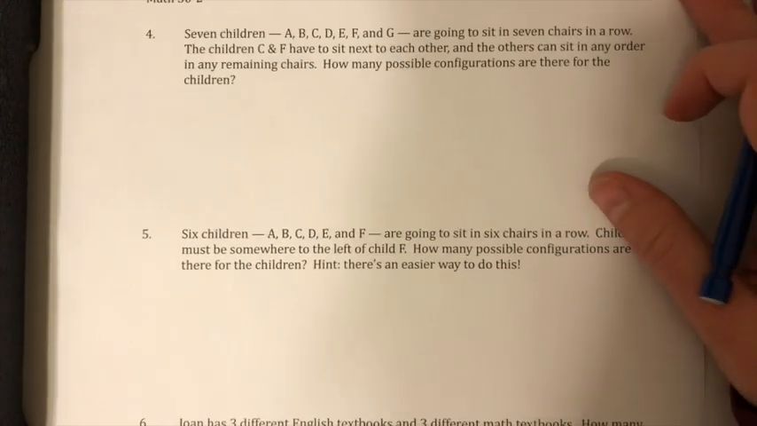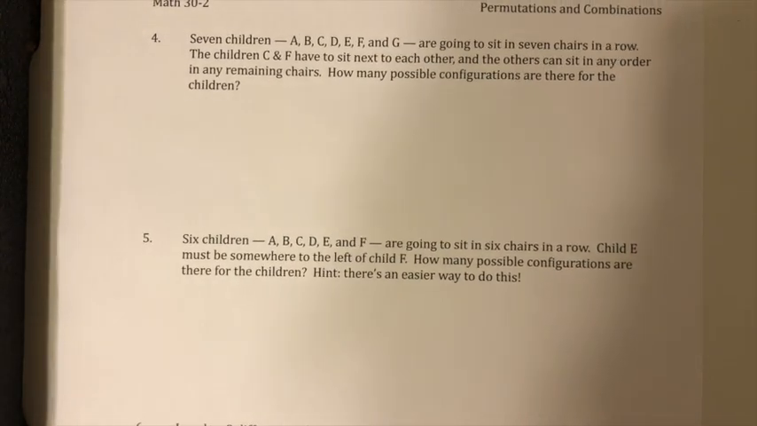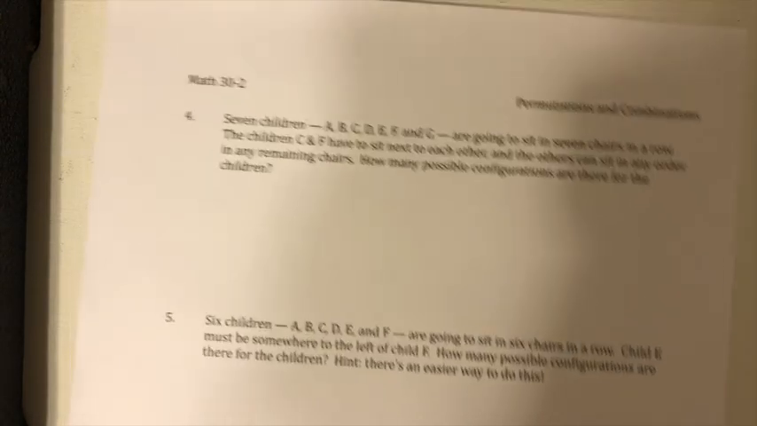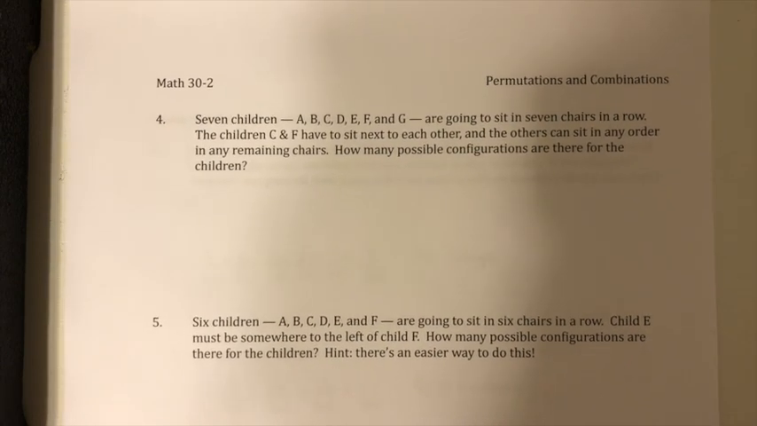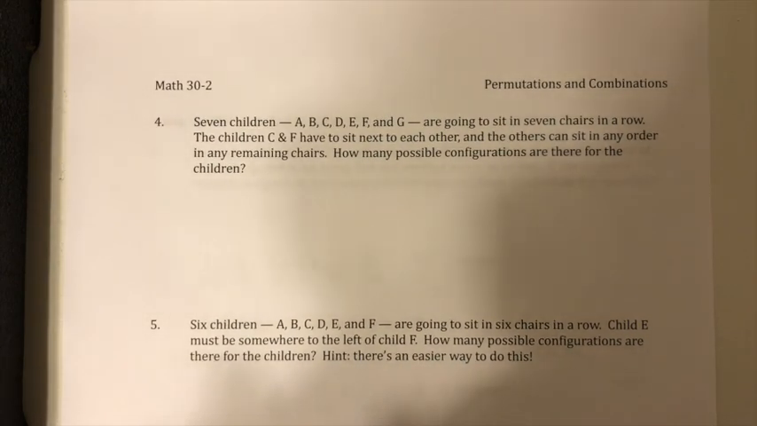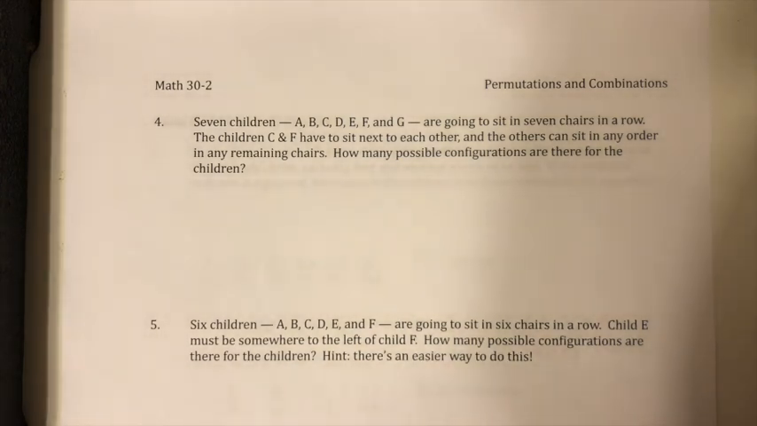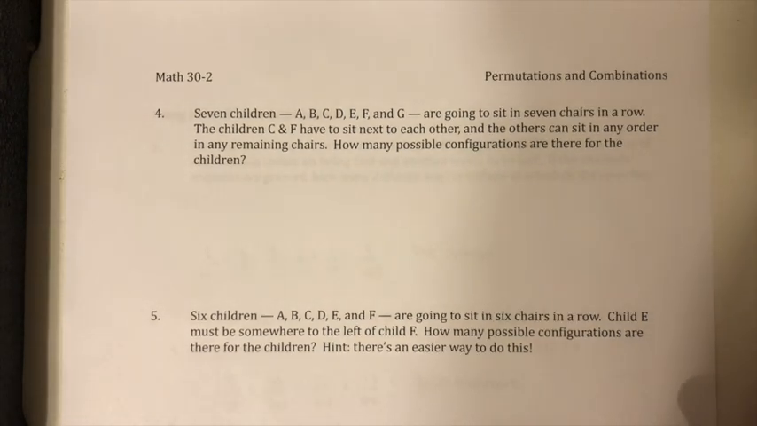Okay, the last few examples. So we've got 7 children, named A, B, C, D, E, F, and G. Obviously, those are very common names. They probably stand for something. We'll say that. They are going to sit in 7 chairs in a row. The children C and F have to sit next to each other, and the others can sit in any order in any of the remaining chairs. Okay, so how many possible configurations are there for the children?